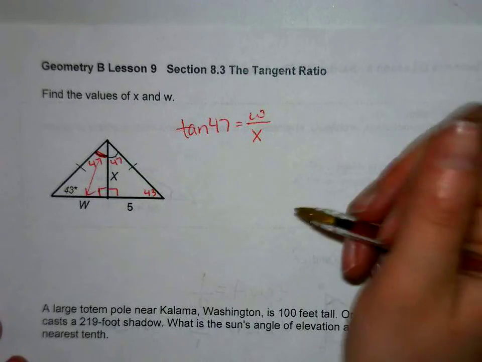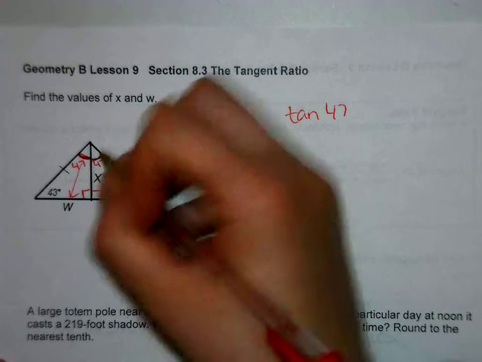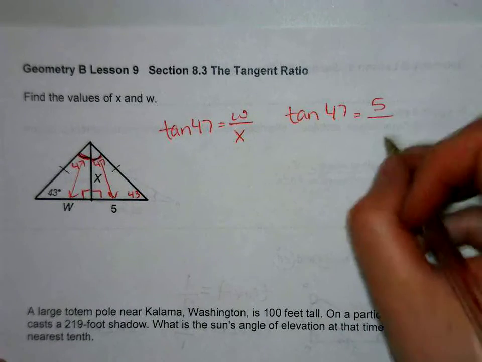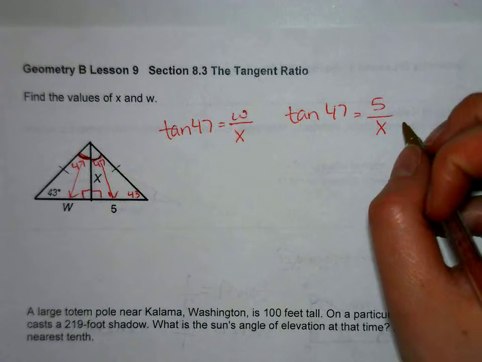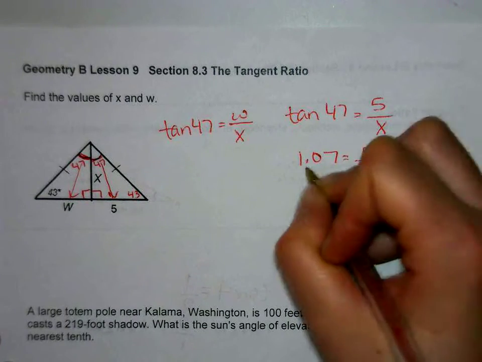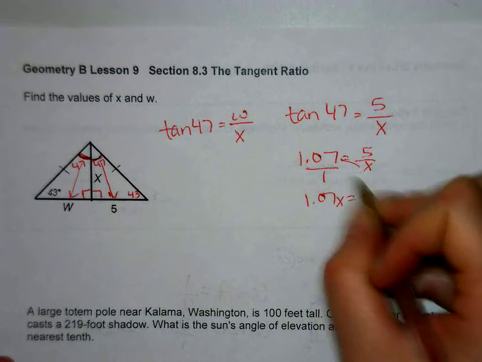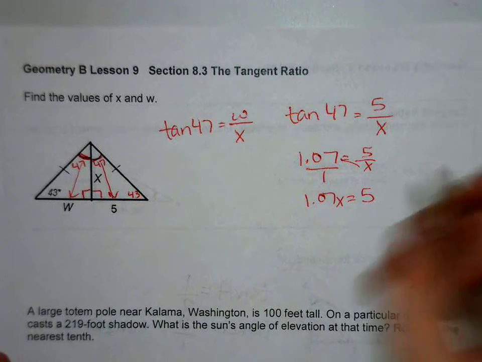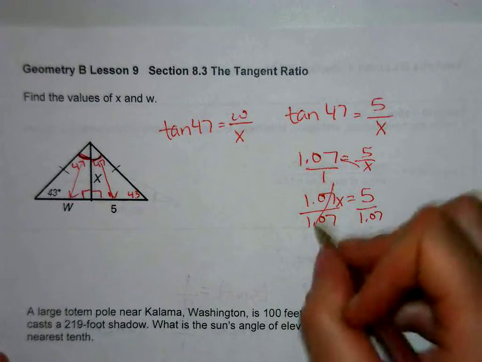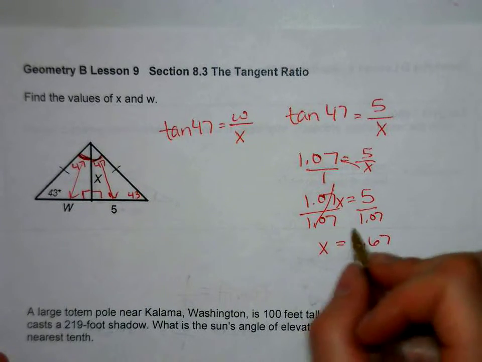So let's start with the other side. Let's say we use the tangent of 47, but we're going to use this one. So the side opposite is 5 over the side adjacent, which is x. The tangent of 47 is 1.07, which equals 5 over x. So when we cross multiply, we get 1.07 times x equals 5 times 1, which is 5. So then we can divide both sides by 1.07. And x equals 4.67. So there's x.